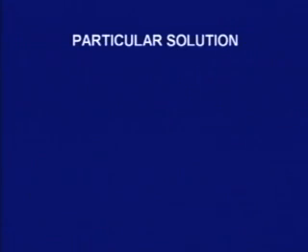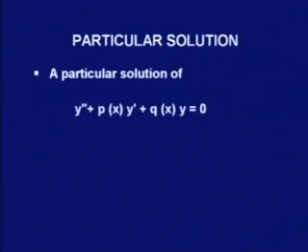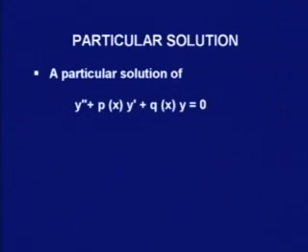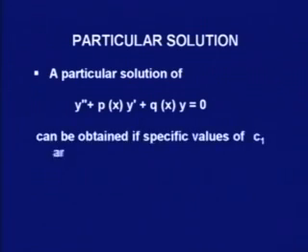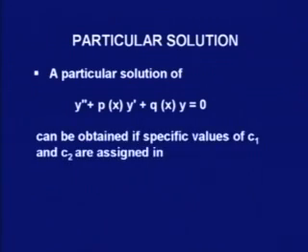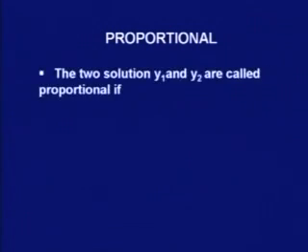A particular solution of the differential equation y'' + p(x) y' + q(x) y = 0 can be obtained if specific values of C1 and C2 are assigned in the general solution C1 y1 + C2 y2. Now, let us define proportional. We call the two solutions y1 and y2 proportional if their ratio y1 by y2 is a constant.